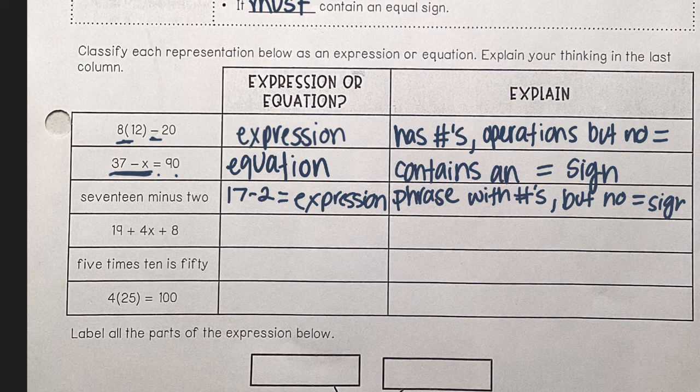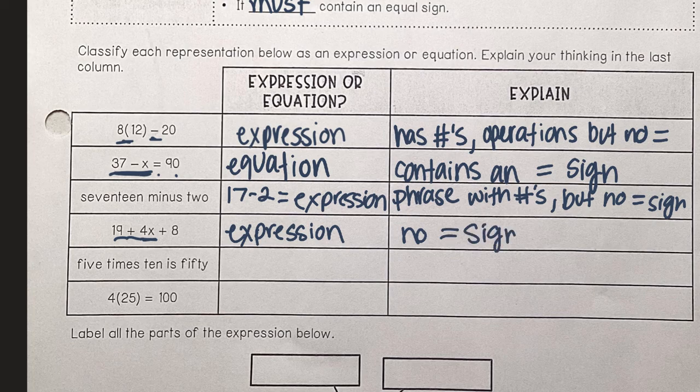Next one is 19 plus 4x plus 8. Now I have numbers, I've got some operations, I've got a number with a variable, but again, no equal sign. So this would be an expression. And you could write no equal sign.